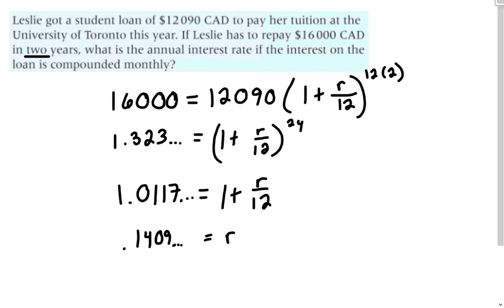0.1409, etc. So this is not an exact value. So since this is not an exact value, I have to round it. So therefore, I've got to go 3 decimal places. And it asked what the interest rate was. So therefore, it is 14.1%.